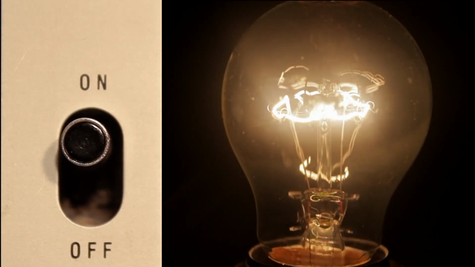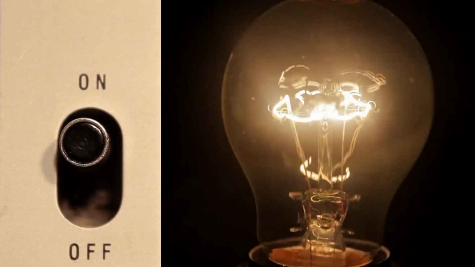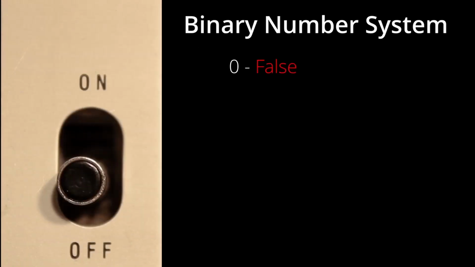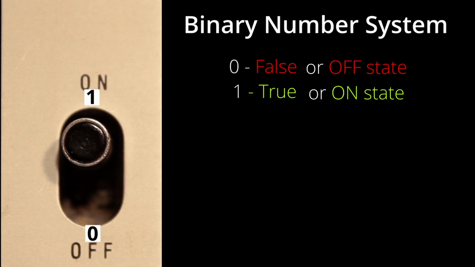The presence of electric signal may be treated as on state, and absence of electric signal may be treated as off state. This on and off state of electric switches may be represented using a binary number system which has two digits, 0 and 1. 0 may represent false or off state, and 1 may represent true or on state.